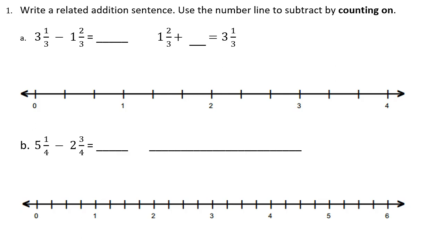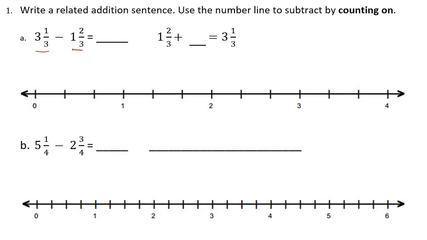The first problem is 3 1/3 minus 1 2/3. The related addition sentence means I'm going to take that number that I'm subtracting and start with it. 1 2/3 plus some other number will get me to 3 1/3. To figure out what that missing addend is, I'm going to use the number line to count on.